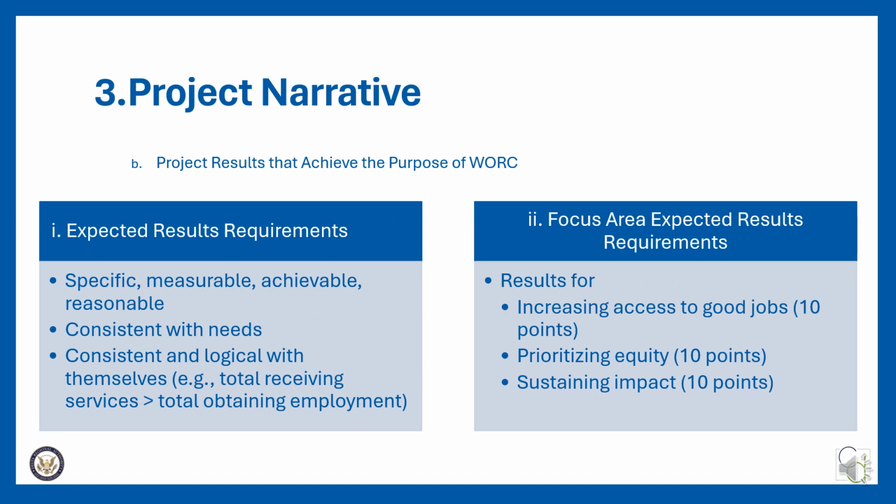This section of the narrative has an entire video, so I won't spend long here. But the first part describes the requirements themselves, and that is that they are specific, measurable, achievable, and reasonable. That they are consistent with your needs that you identified in the last section. That they are consistent and logical with themselves. So for example, your total receiving services must be greater than or equal to the total that are obtaining employment. It would not make sense that you're saying more people will obtain employment from your grant than received services.